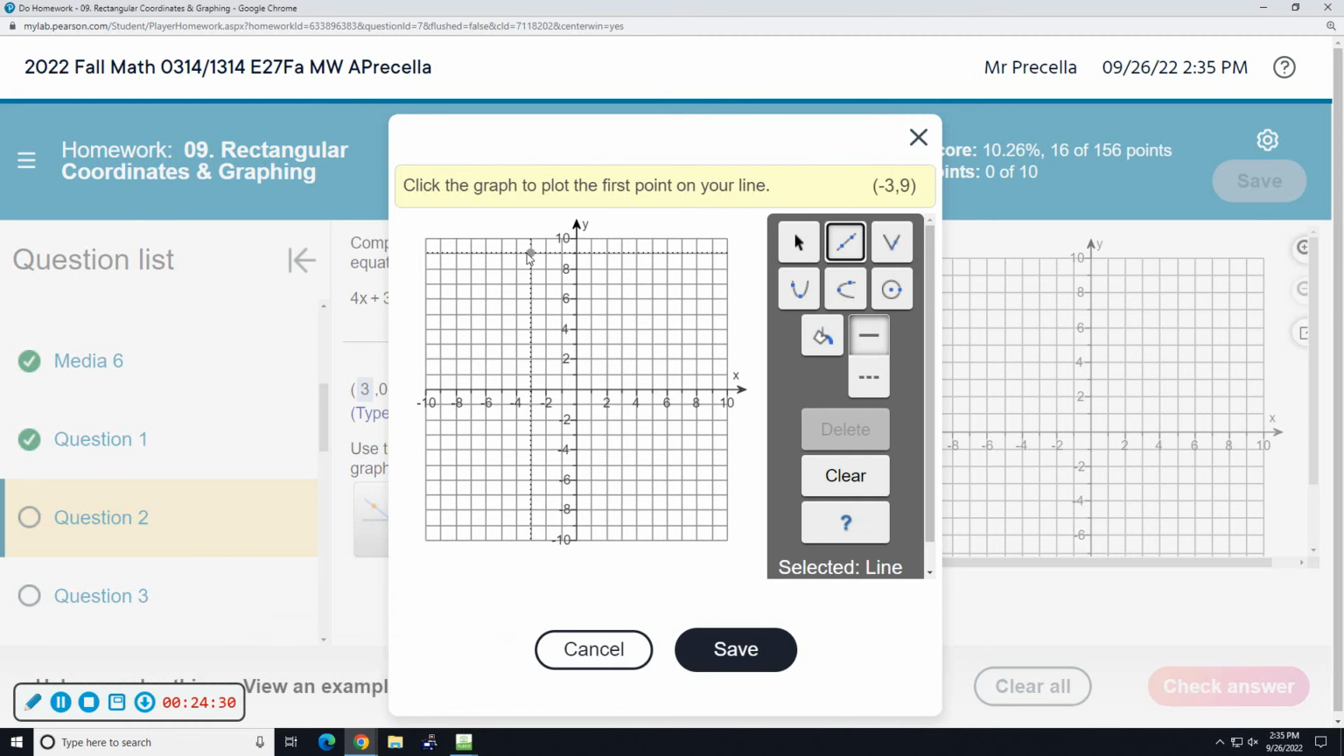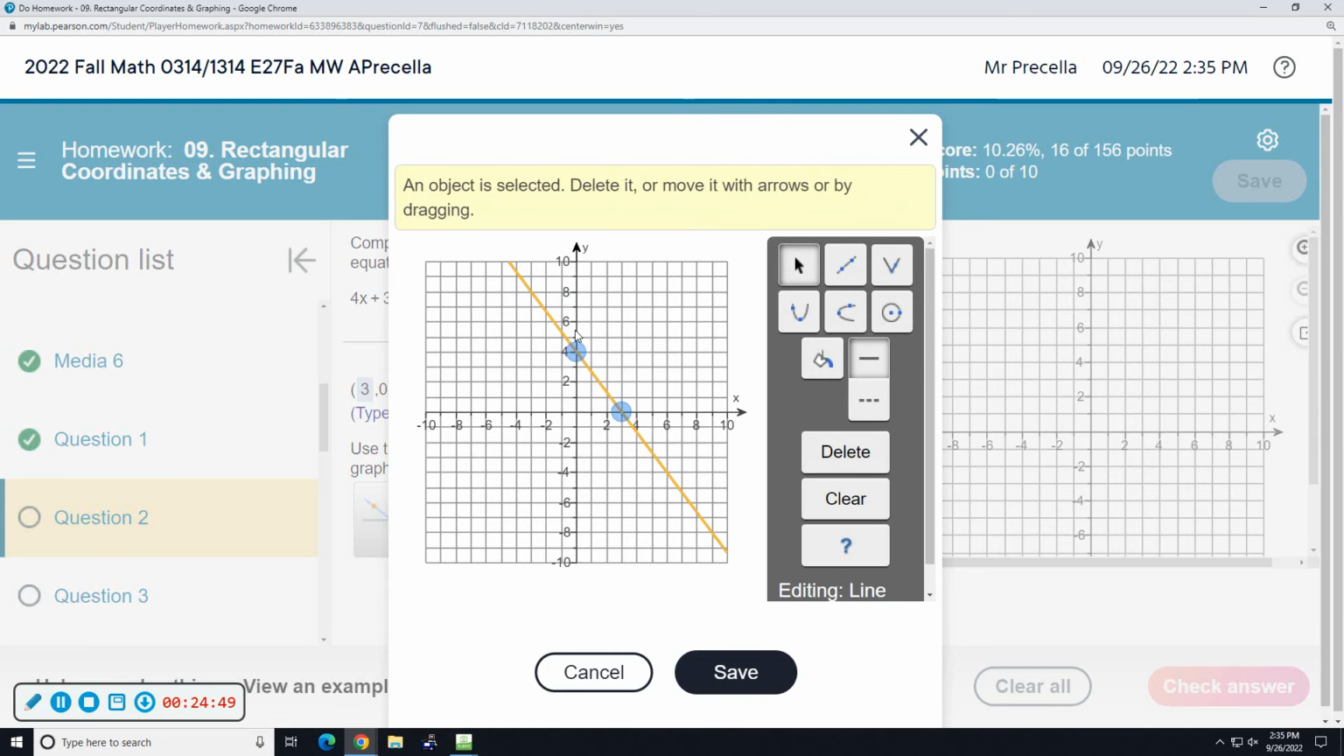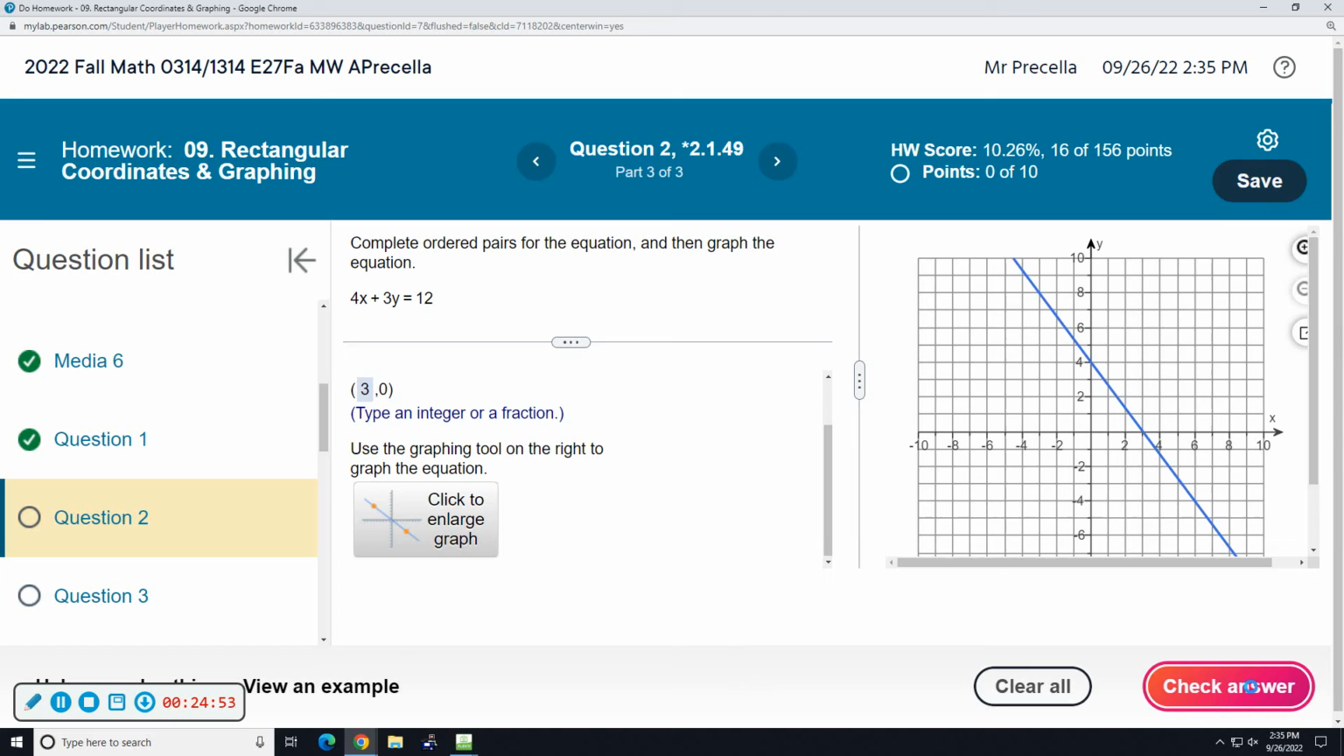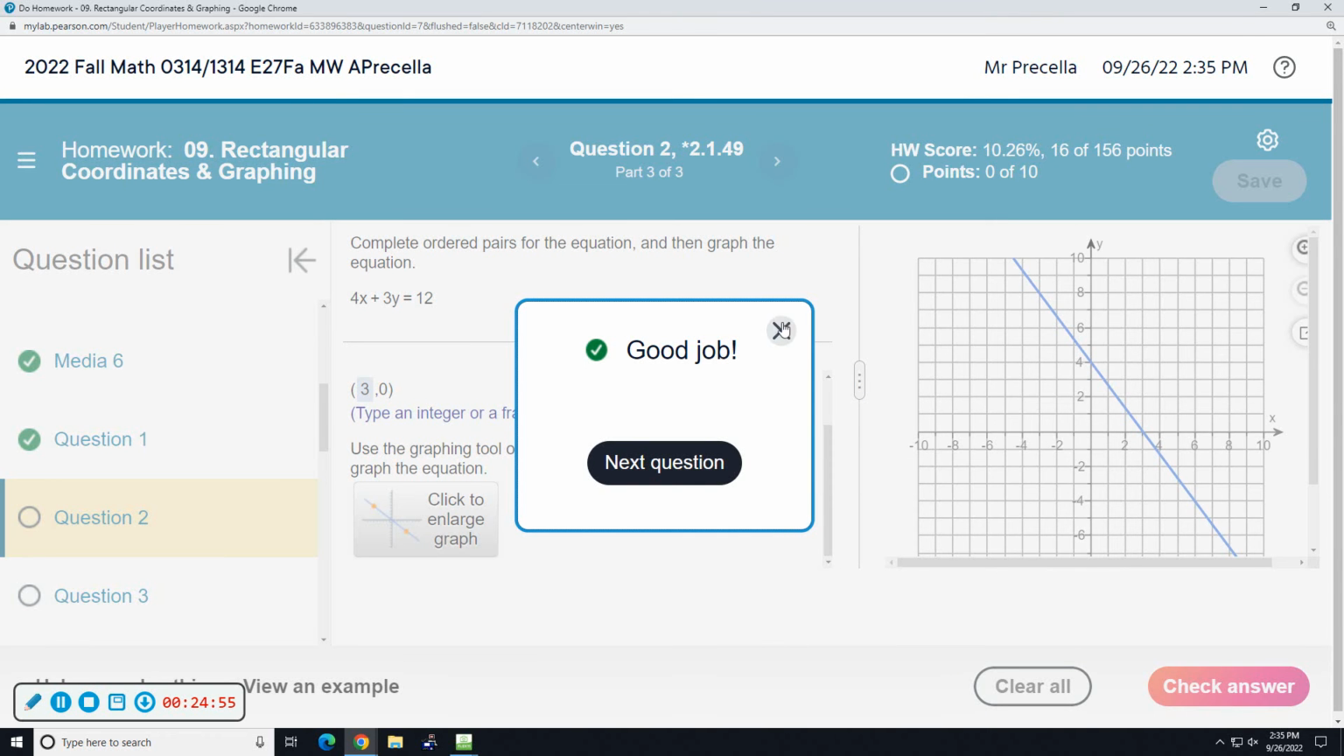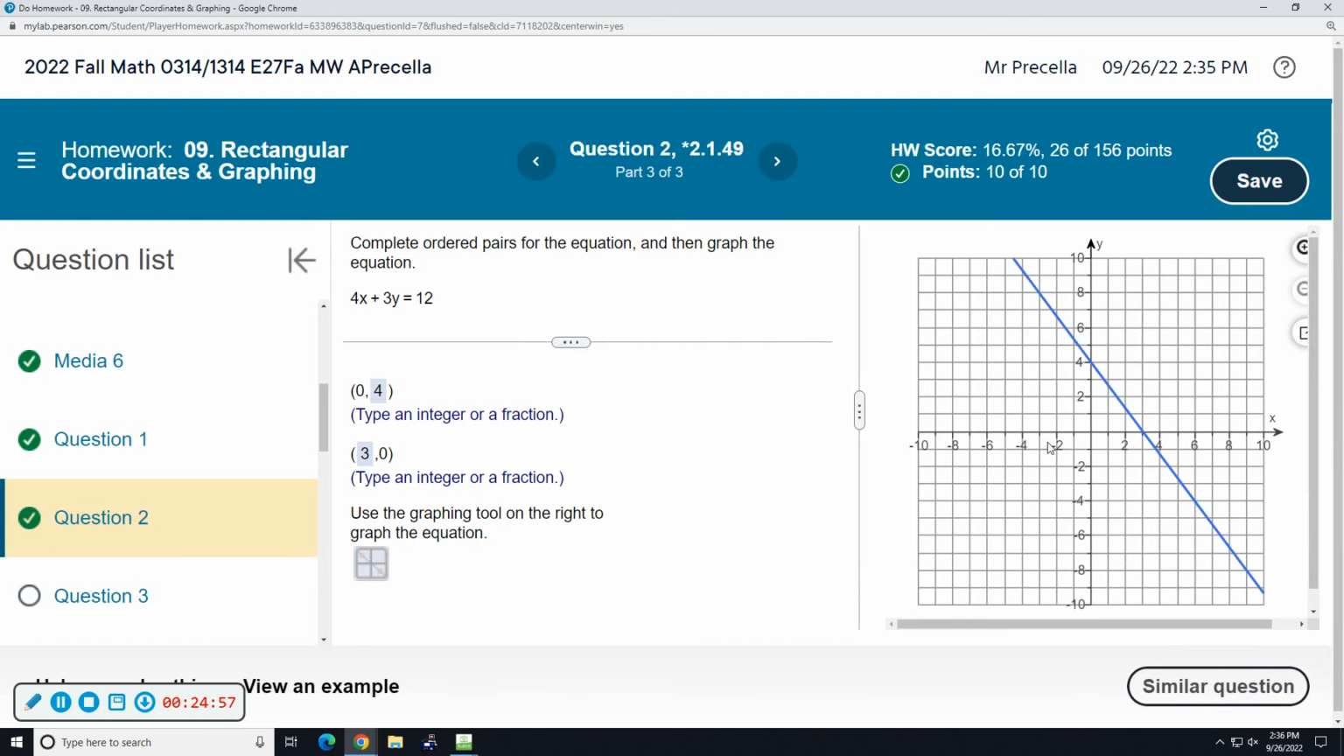So now we're going to click there, (3, 0). Is that it? Yes. And then what was the other one? (0, 4). Is that it? Y'all see there in that yellow box where it says (0, 4). Click. Save. Check answers.